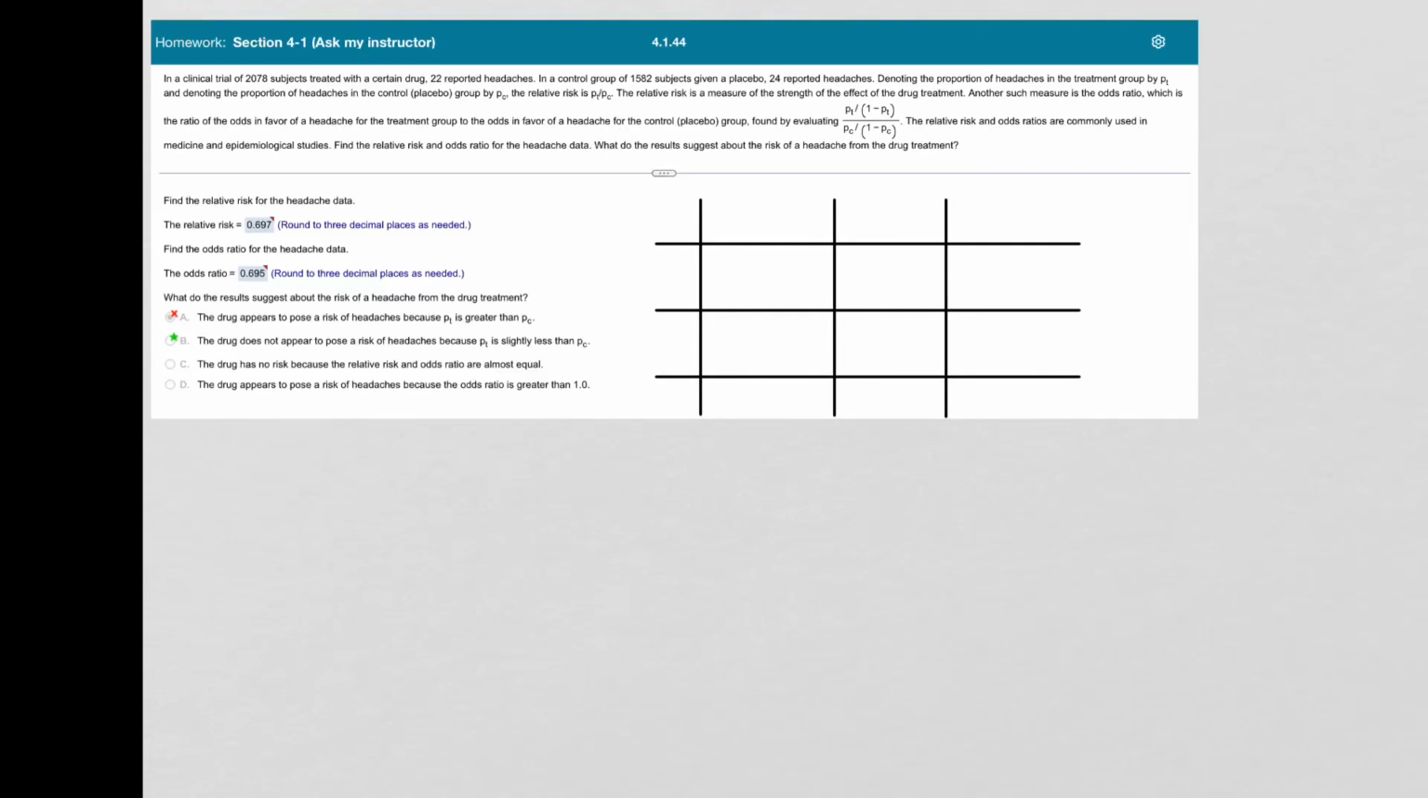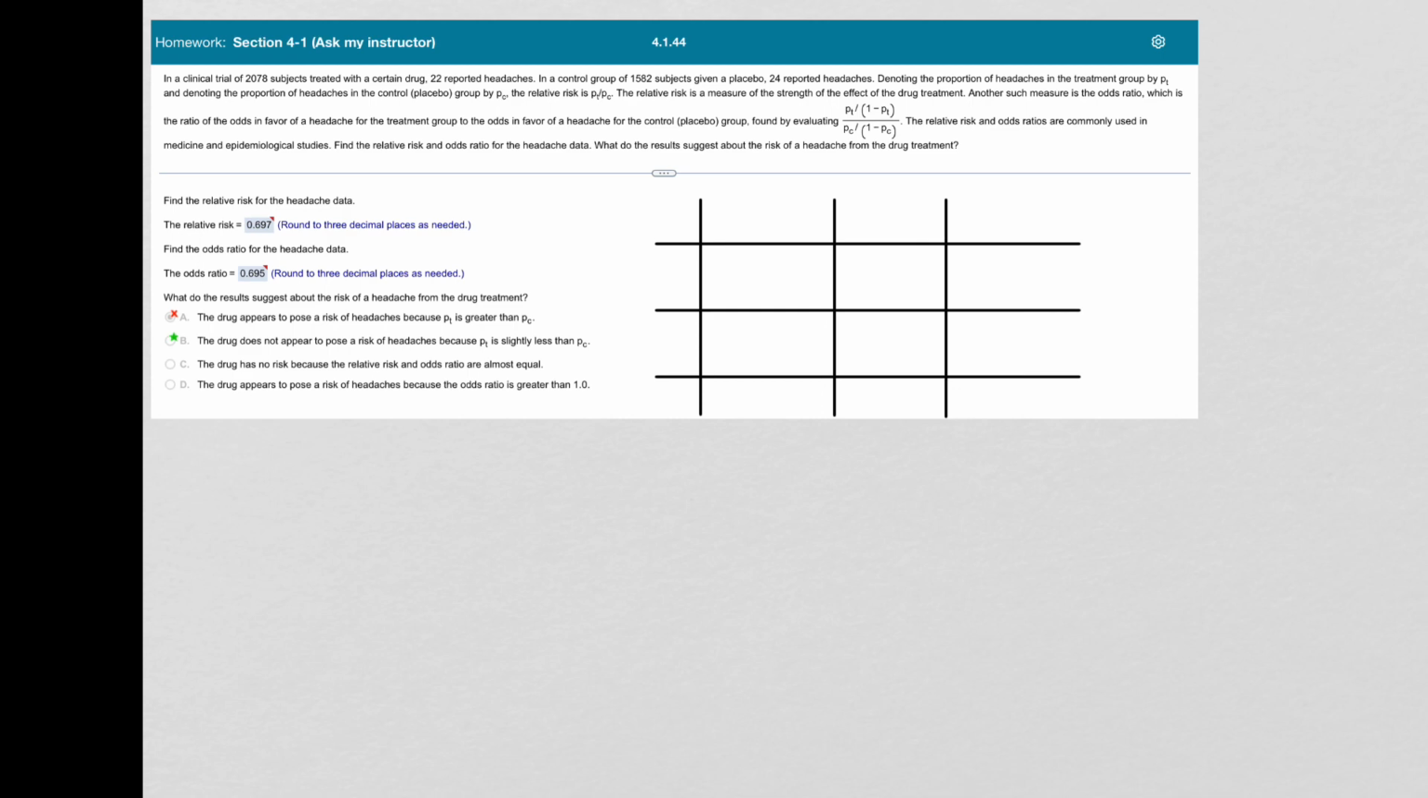In this problem, it says that in a clinical trial of 2,078 subjects treated with a certain drug, 22 reported headaches, and in the control group of 1,582 subjects given a placebo, 24 reported headaches. So before I get into all the probability information, I'm going to make a little table that breaks down how many subjects are in all the different possible groups.